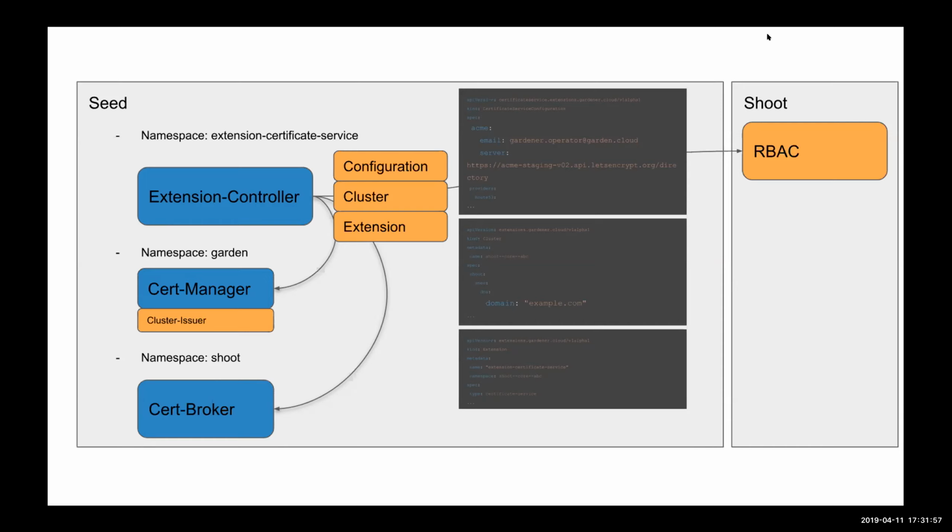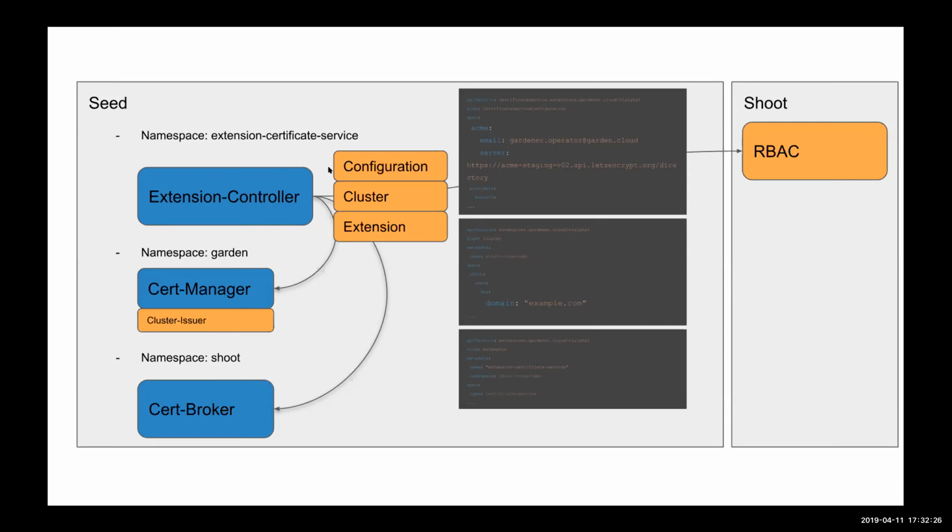Okay, so maybe for a start, just look at the big picture I have on the slide here. The left box corresponds to a seed cluster, and basically, the most important thing is that we're going to have an extension controller here. This is the certificate service extension controller, which runs once in the seed. And in order to let it run, it needs configuration.